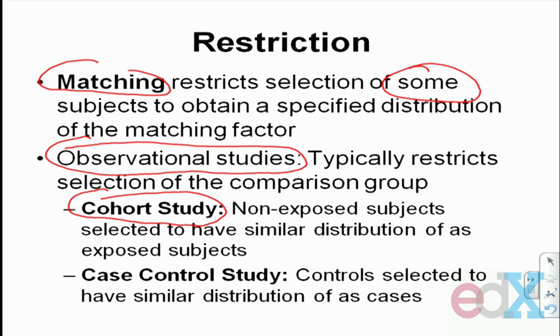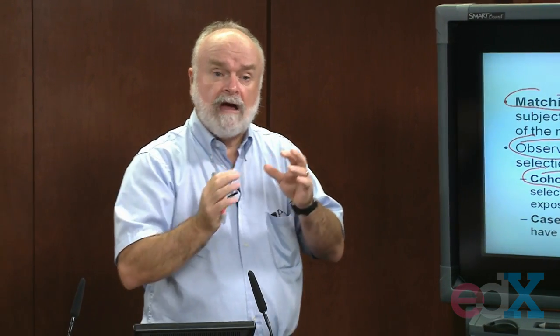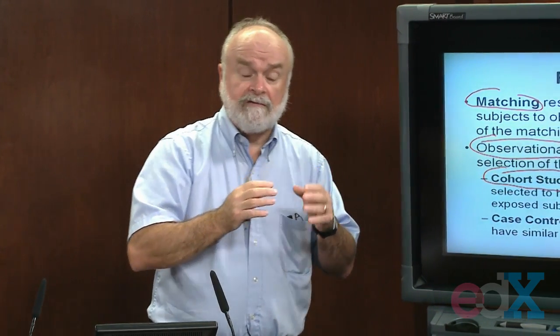And the way that's going to work is that matching implication that we're matching on age is probably going to restrict who's going to get into your study, I should say, in the comparison group. It's going to restrict a non-smoker's chances of getting into my study. And the way it does that is the following.